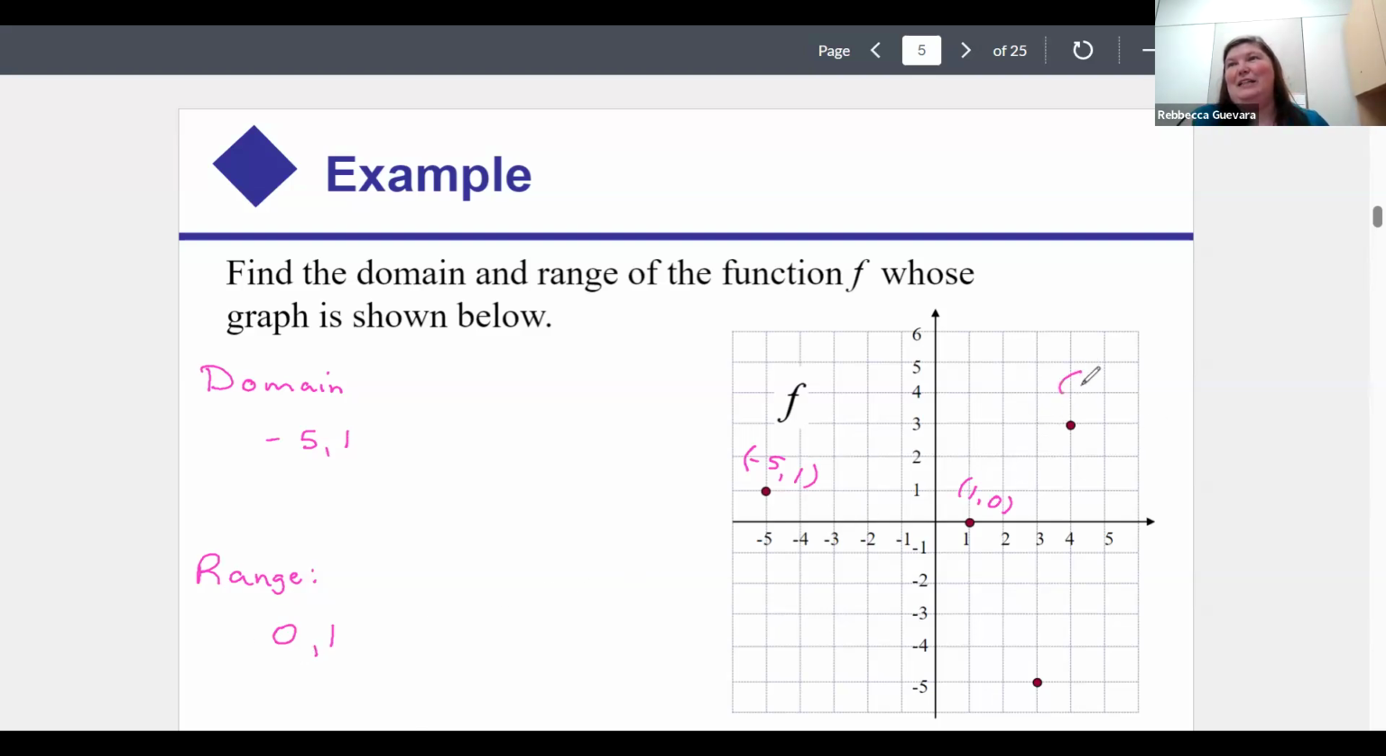This point here is when x is 4 and y is 3. So now we see that, kind of skipped one here, that 4 is in my domain, and 3 is in my range. And then we have this last point here at 3, -5. So we have 3 is in the domain, and we have -5 is in the range.